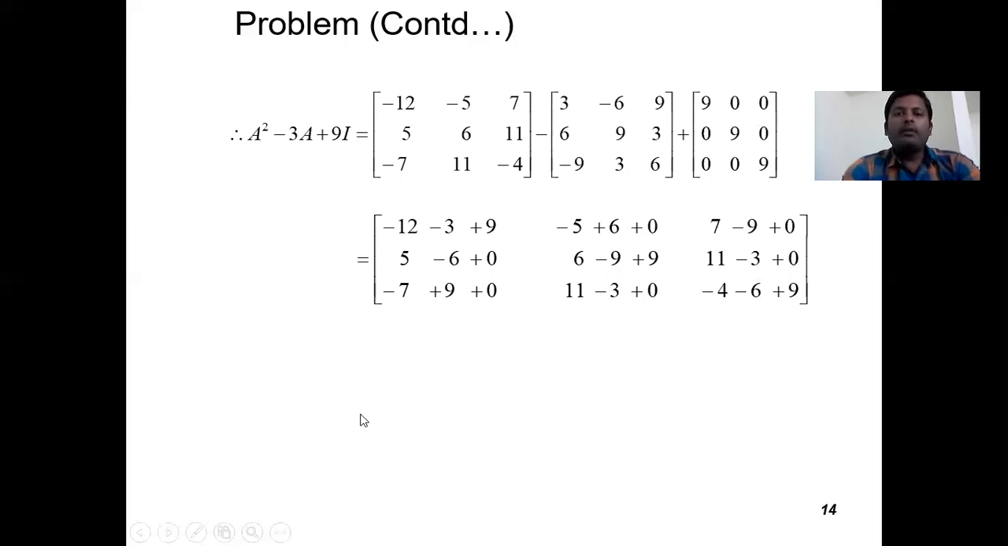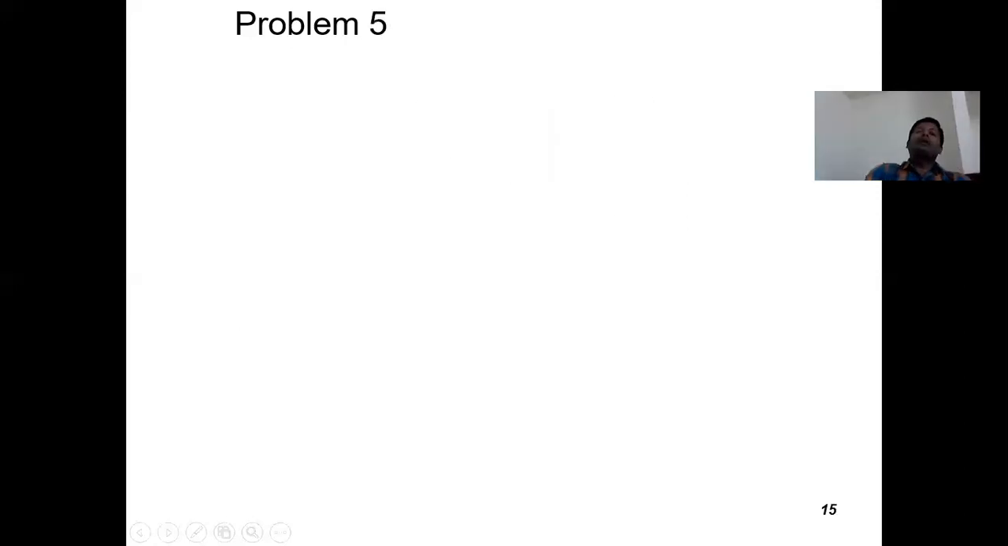Now we write here this corresponding element, subtract this matrix element, and also we have to add the 9 0 0, 0 9 0, 0 0 9. We get the final output: minus 1, 1, minus 2, minus 1, 6, 8, 2, 8, 1. This is the result of A square minus 3A plus 9I.